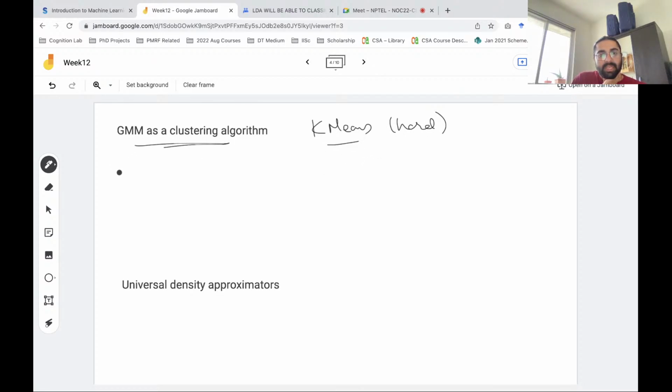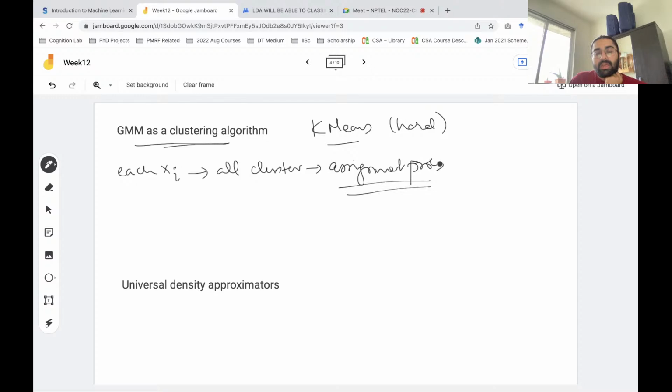Here, each data point, let's say x_i, belongs to all clusters. It is just that the ratio, or basically the importance of each cluster for each point, changes, right? So the assignment probabilities are, in some sense, the responsibilities.